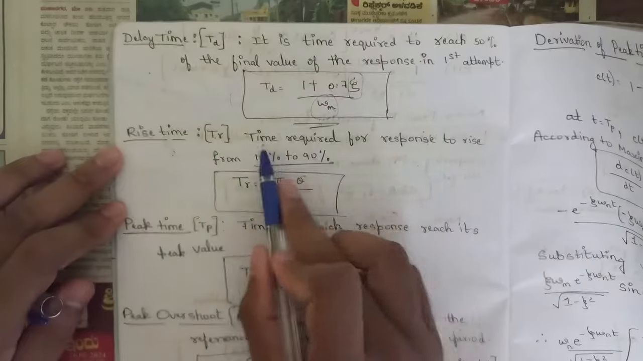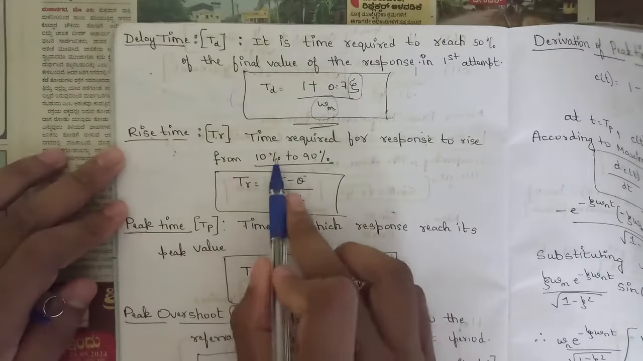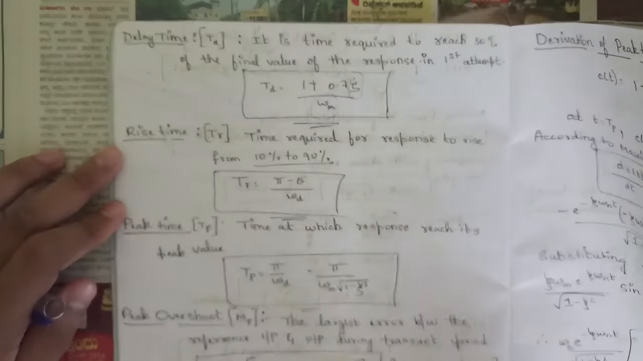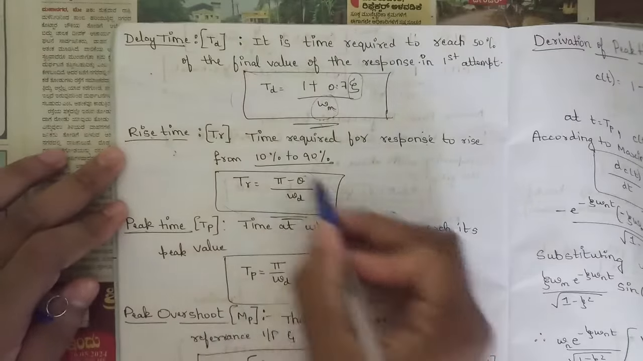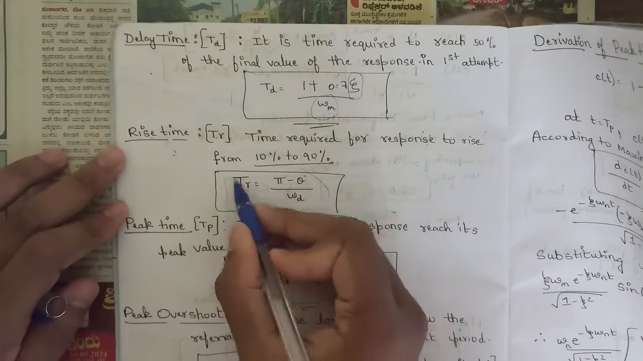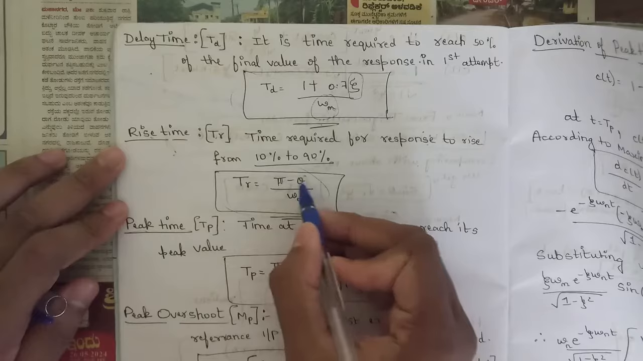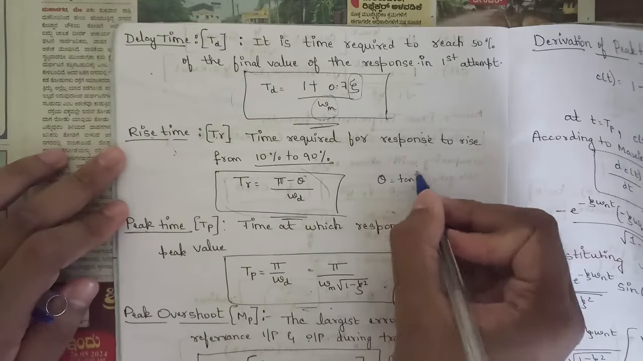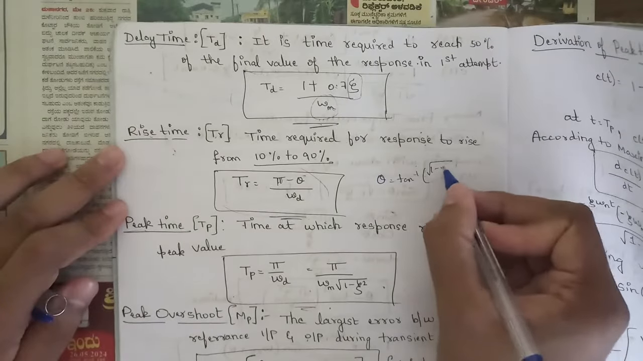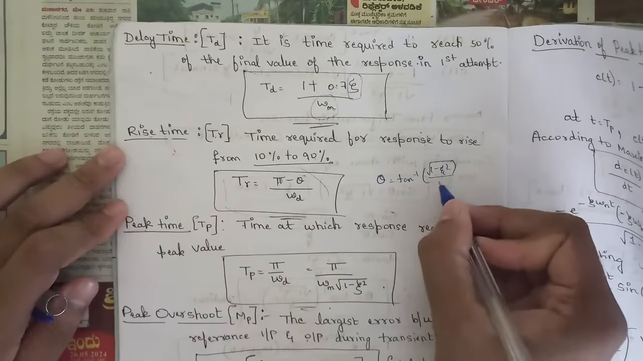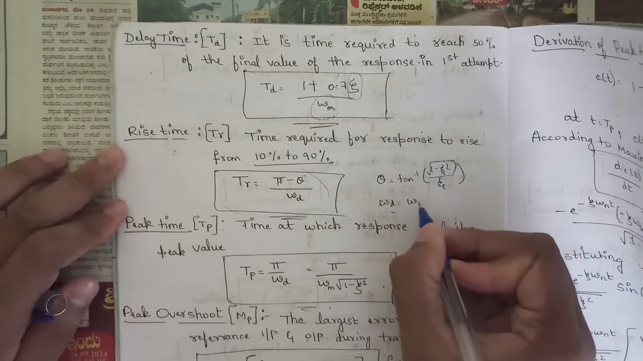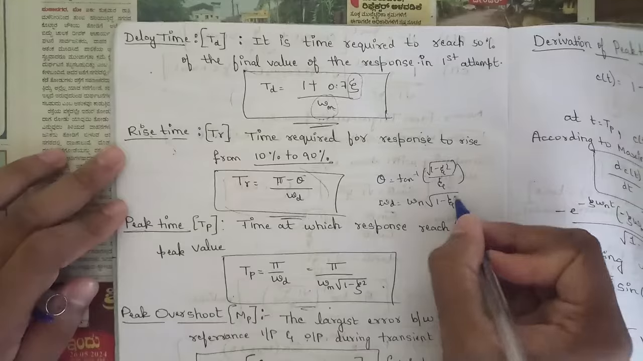Rise time is defined as the time required for the response to rise from 10% to 90%. That is the sudden rise, the sudden change in time. That range is called rise time, and we have one formula for that: TR is equal to (pi minus theta) divided by omega d, where theta is equal to tan inverse of (square root of 1 minus zeta square) divided by zeta, and omega d is equal to omega n into square root of 1 minus zeta square.